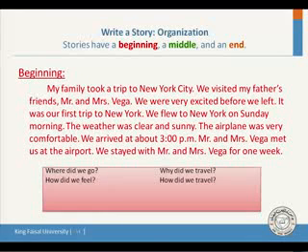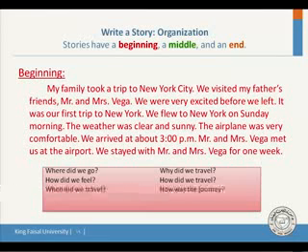How did we feel? Happy, sad, excited? Look at sentence 3. We were very excited before we left. Very excited, like happy. How did we travel to New York City? By car, by bus, or what? It was our first trip to New York City. We flew to New York. We flew by plane on Sunday morning. When did we travel? On Sunday morning. How was the journey? The weather was clear and sunny. The airplane was comfortable. This is the journey.